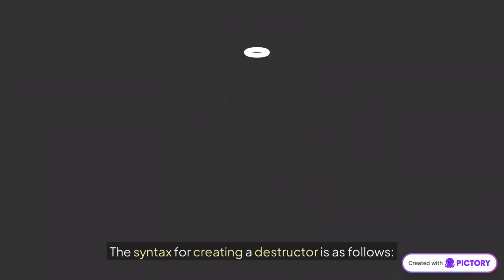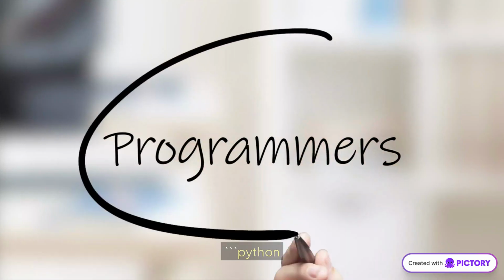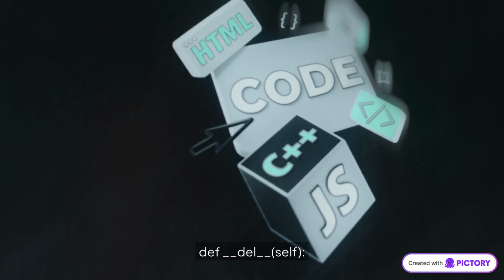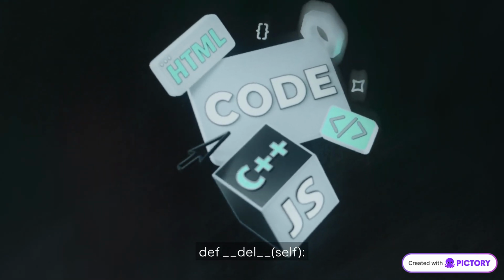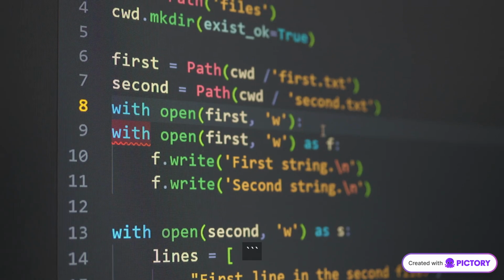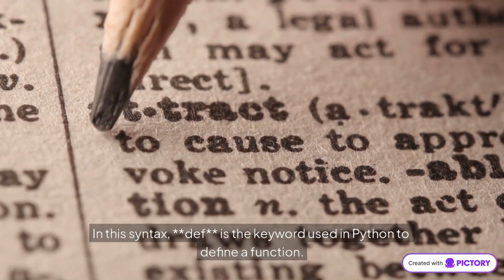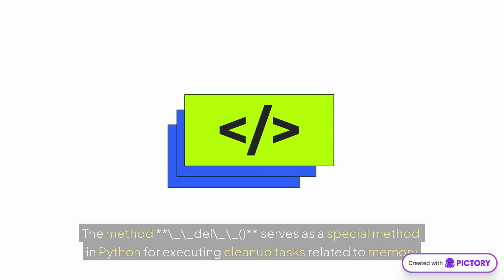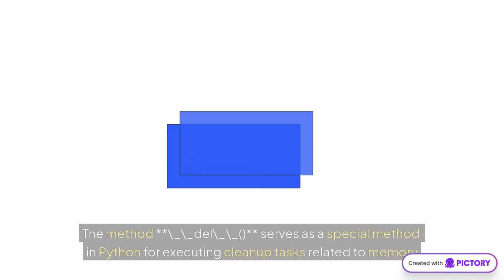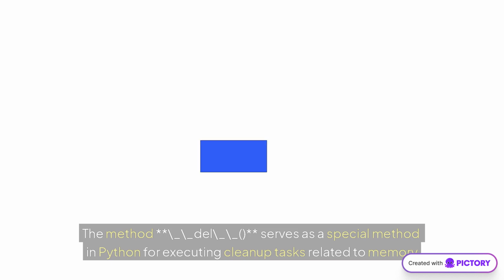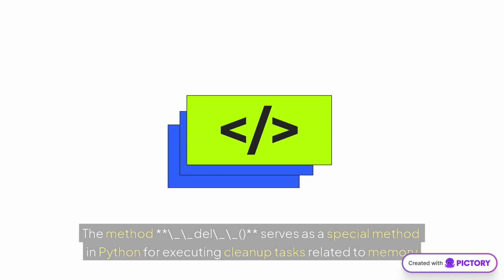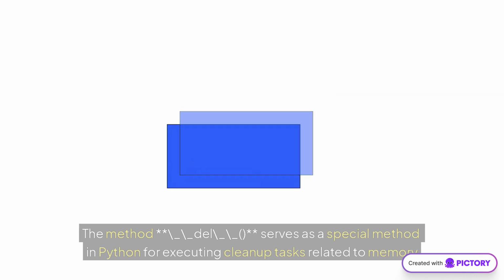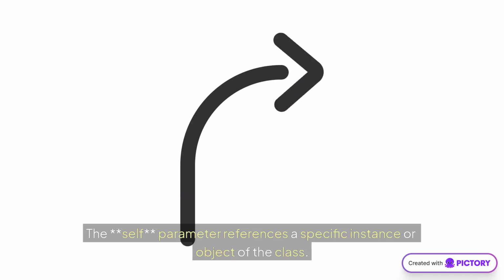The syntax for creating a destructor is as follows: def __del__(self): # body of destructor. In this syntax, def is the keyword used in Python to define a function. The method __del__ serves as a special method in Python for executing cleanup tasks related to memory management. The self parameter references a specific instance or object of the class.